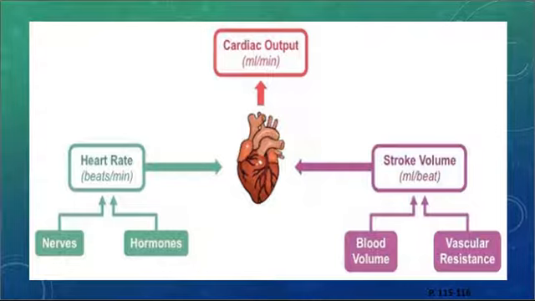Cardiac output. Your cardiac output is how much blood your heart pumps out, how many mils. It's mils, not per heartbeat, but per minute. Stroke volume is mils per heartbeat. Cardiac output is mils per minute. So if you combine your heart rate, how many beats per minute, times how many mils per beat, that's how you get your cardiac output.